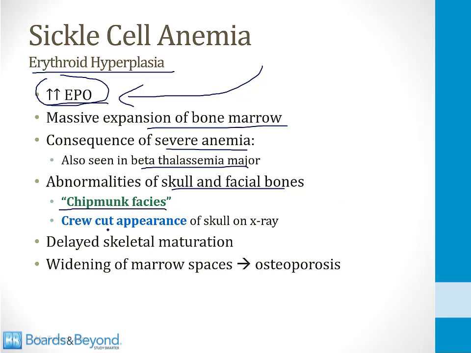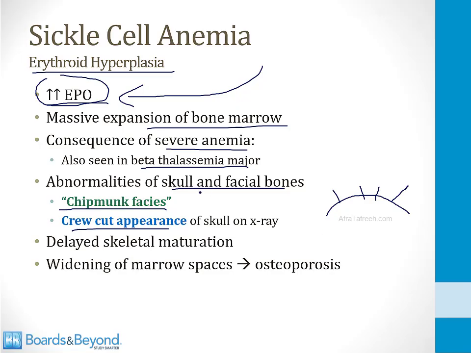Another classic finding was the presence of a crew-cut appearance on X-ray of the skull. We don't usually X-ray children's skulls, but if you did X-ray the skull of a child with untreated sickle cell anemia, you would see that the skull bone would have these little flecks of bone sticking out of it. Those are evidence of the crew-cut appearance of the skull, another classic finding in sickle cell anemia.